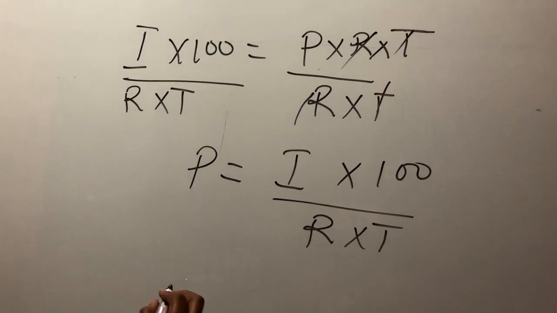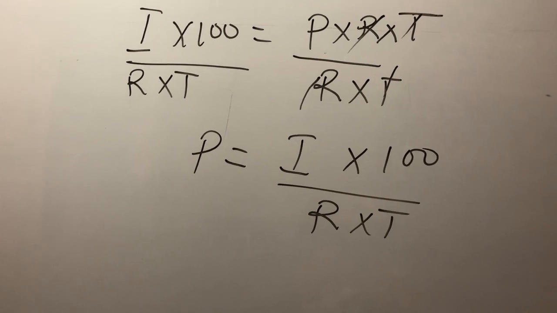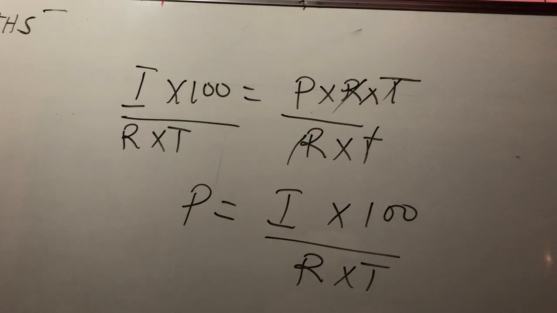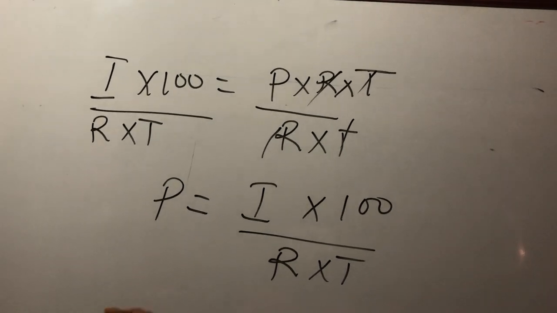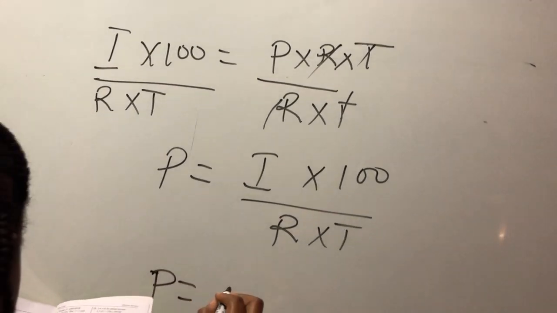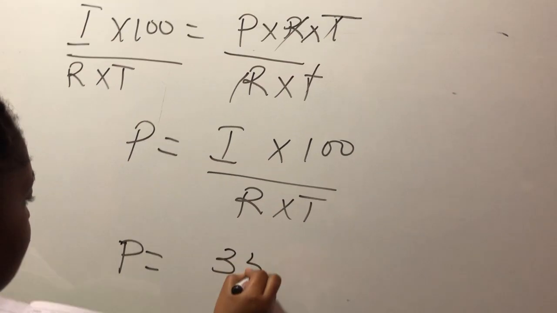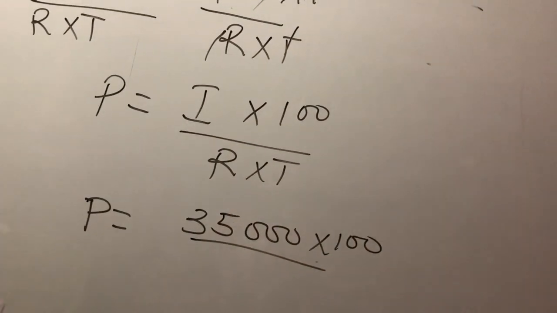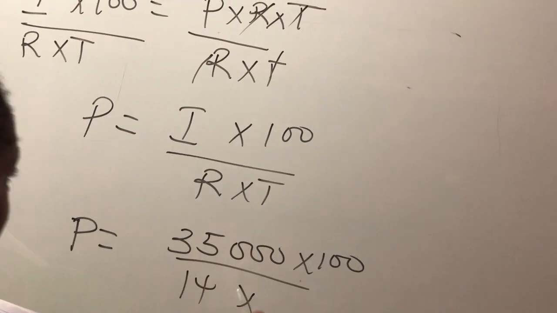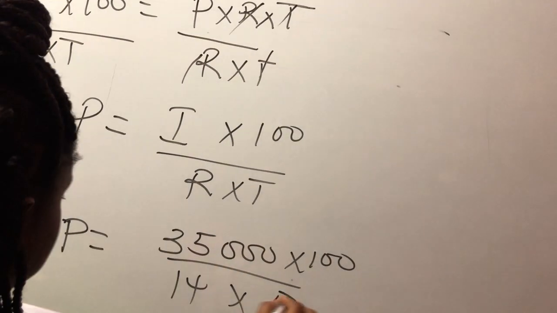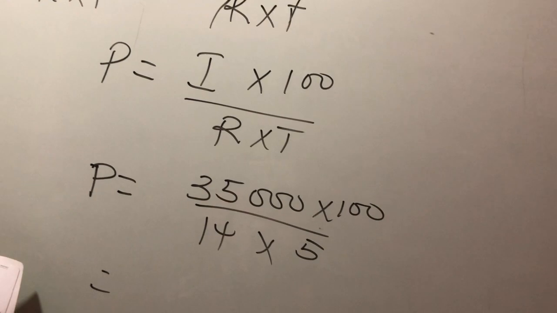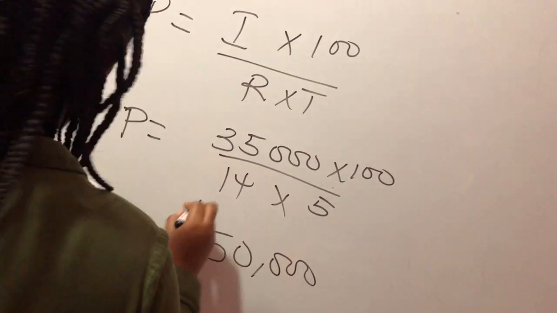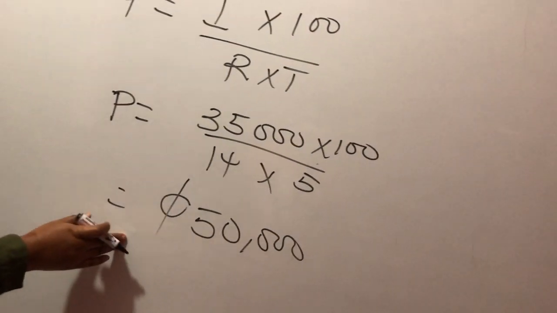So what is our interest? Our interest is what we have as what? 35,000 times our 100. What is our rate? Our rate in the question is what? 14. What is our time? Our time in the question is 5 years. What is our answer? 50,000 cedis.